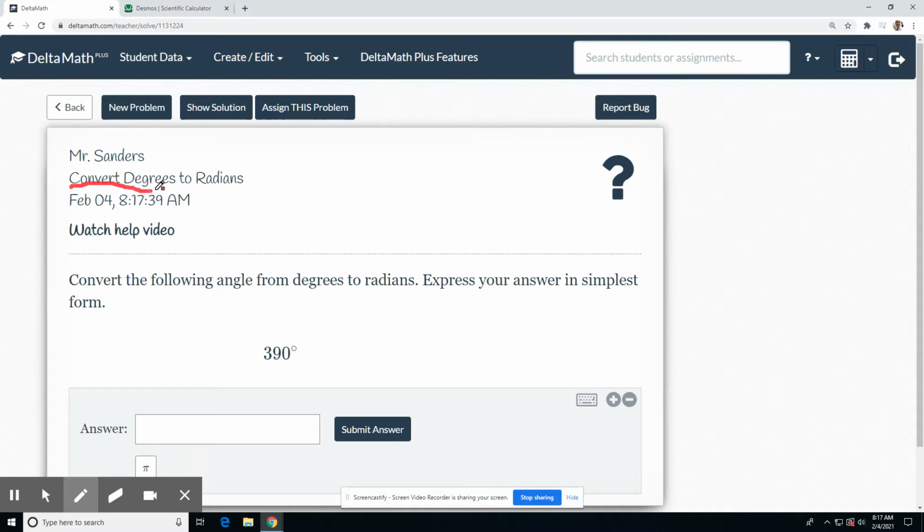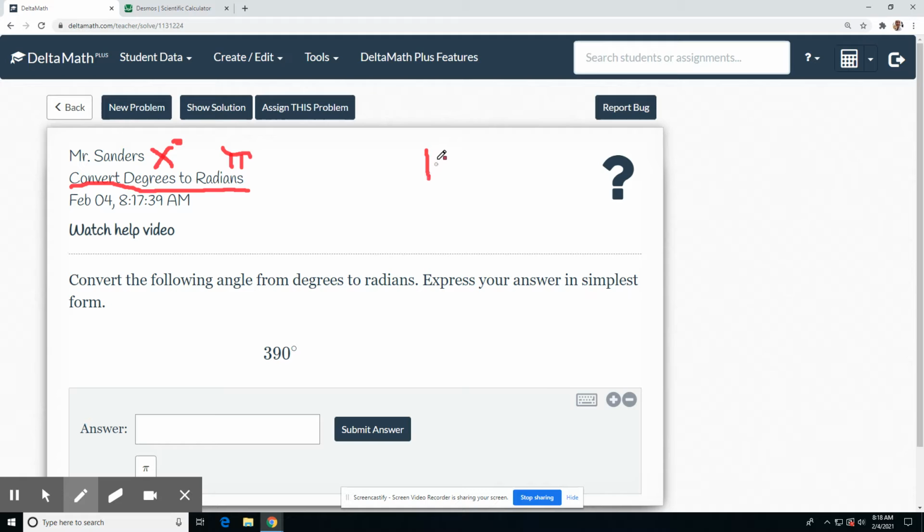We are converting degrees to radians here. When we're dealing with degrees, remember that degrees have that little zero, like an exponent. That's the degree symbol. And radians are usually in terms of pi. So whenever you're dealing with these, remind yourself of what the converter is.